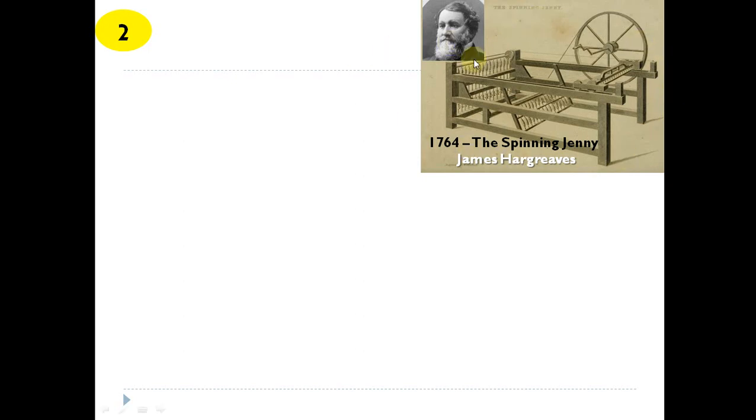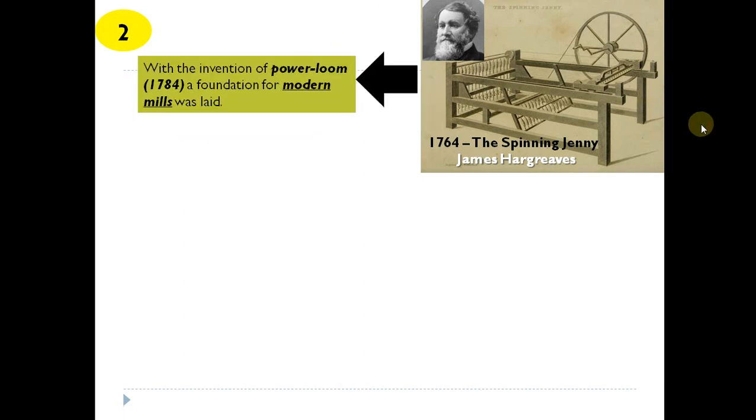Now imagine this machine working with another machine which mechanizes the process of weaving, a power loom. So what we have now is a foundation for the modern mill. So it was in this period that the foundation for the modern mill was laid. Okay, this is just one example.